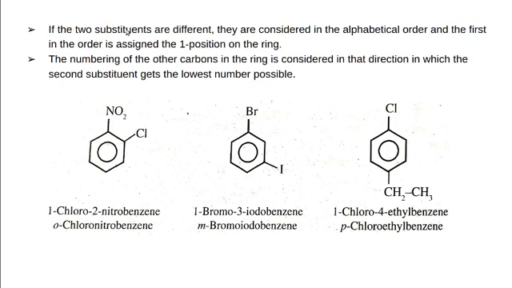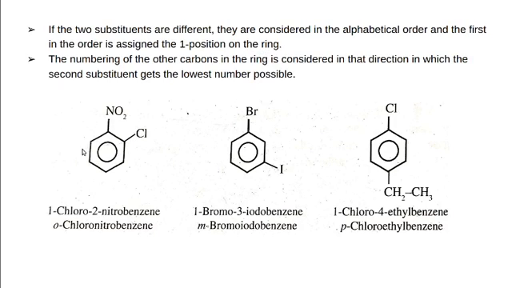If the two substituents are different, they are considered in alphabetical order, and the first in the order is assigned the first position on the ring. That means in the case of dichlorobenzene, the two substituents were the same. But if the two substituents are different, we have to consider the substituents in alphabetical order. So the substituent which comes first in the alphabetical order should get the first position.